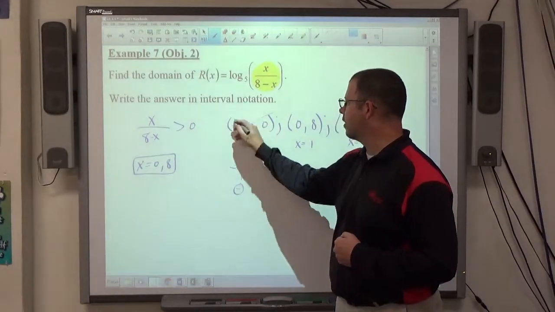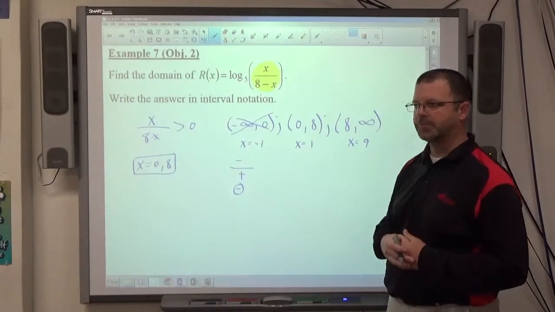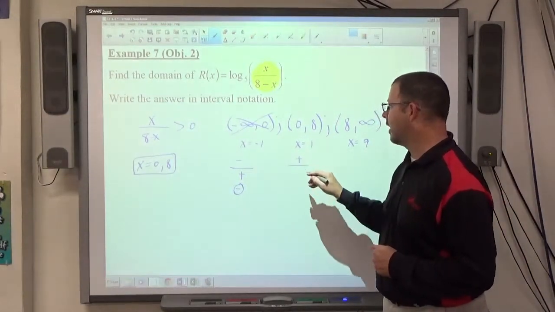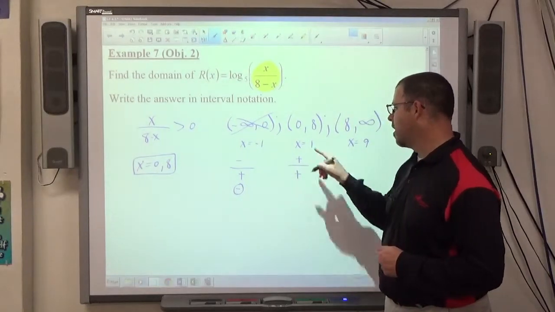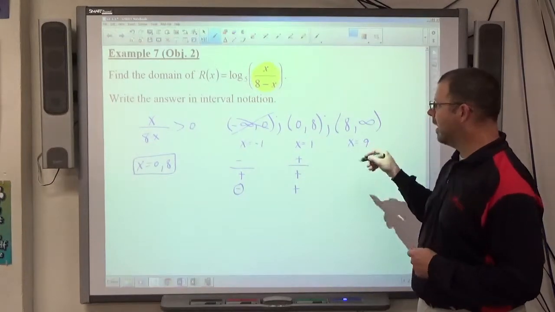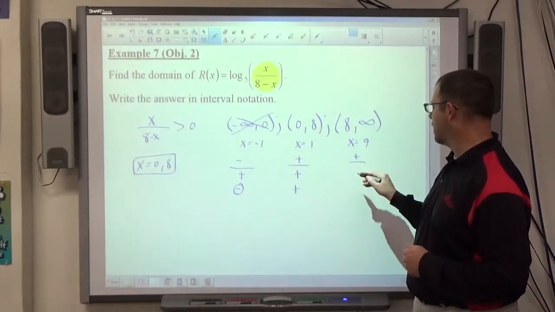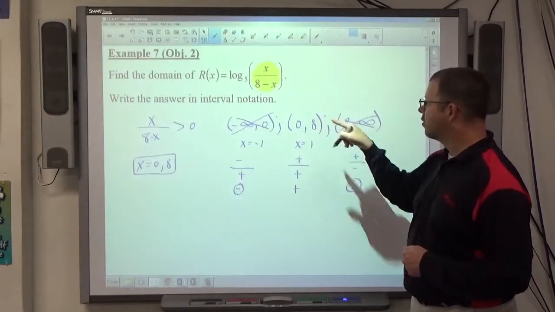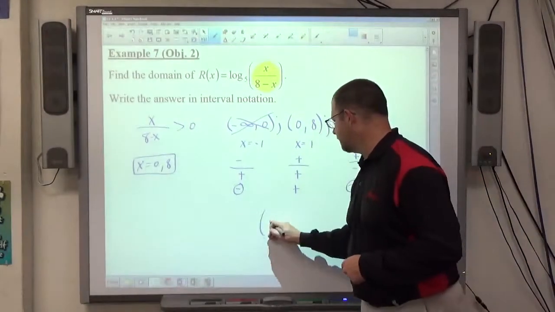So that region is no good. We're looking for greater than 0. We throw that one out. x equals +1. I'm going to get +1 on top. I'm going to get 8 minus 1 is 7 on the bottom. Positive over positive gives me a positive. That is good. The third one, if 9's on top, it's positive. 8 minus 9 is negative. That makes a negative result, which is no good. So the domain of this is simply 0 to 8.